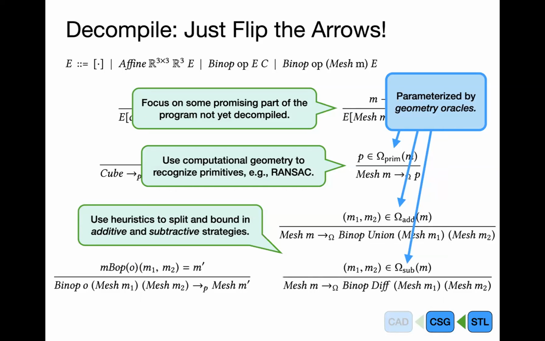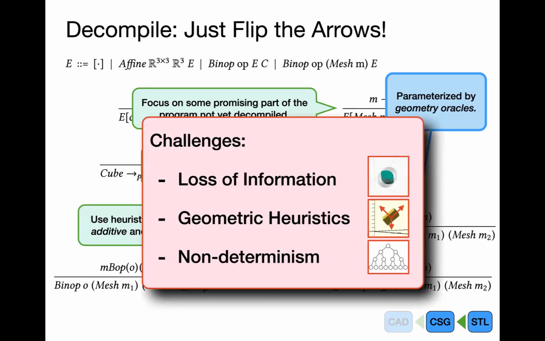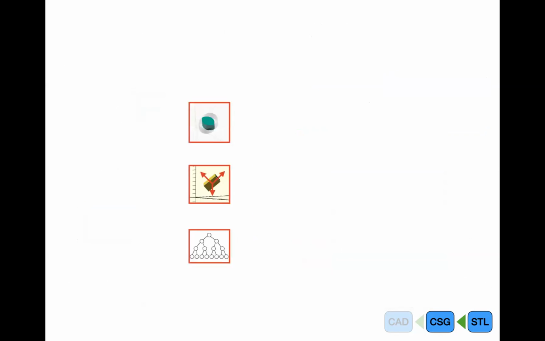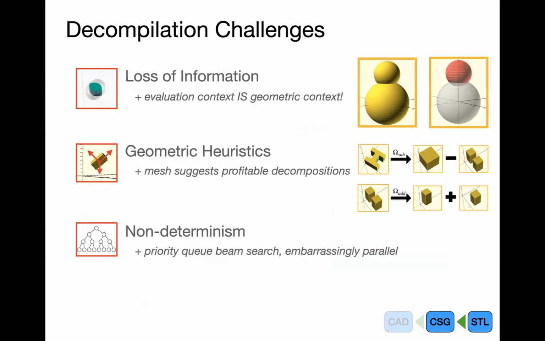So we've set the stage. We have this intuition about how we might get a synthesis procedure just by flipping the arrows, but some challenges arise. One is that we lose information as we compile. There might not be enough hints left in the triangle mesh to figure out exactly what we should produce. We have these geometry oracles that just seem like magic, so where do those come from? Then there's the intuition for how you might build one. And unlike the compile semantics, the synthesis semantics aren't deterministic, so we're going to have to do some search.